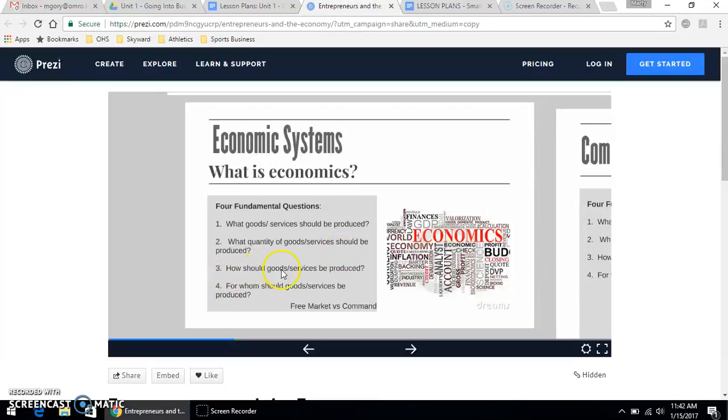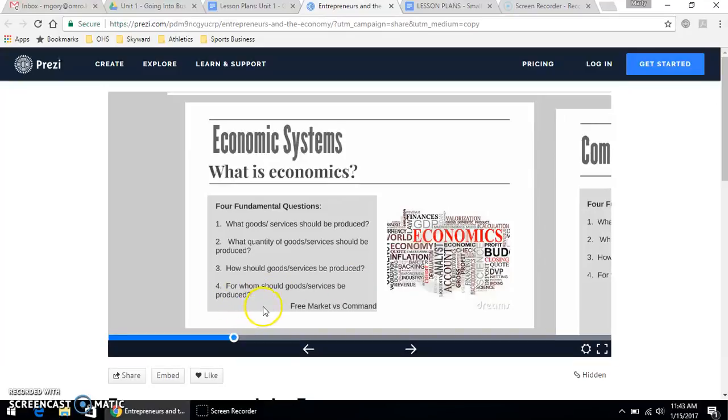Question 3 is how should the goods and services be produced? This is going to impact strictly the producer, because the producer has to be able to produce goods and services that are affordable to the market who demand them, but then also be able to control his or her own costs when producing the product. So this is a delicate balance and probably one of the most important questions to have to answer when determining what is economics and establishing economic systems.